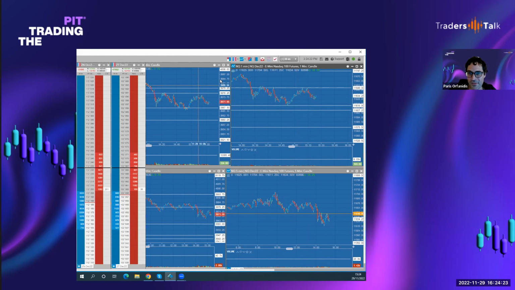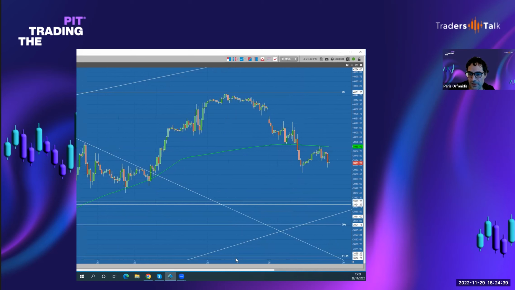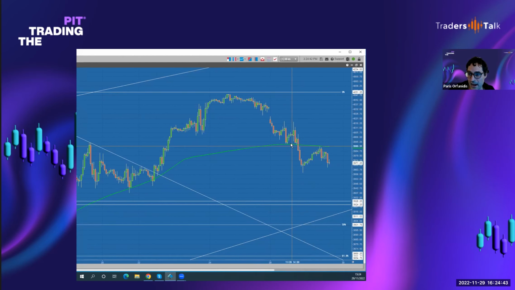Again, I have the 1 minute in front of me because I want to see what happens in the microcosmos. The 5 minutes, I just want to see a little bit of a bigger picture, and I have all the hourlies here on my left. For example, here I have the 60-minute S&P. The S&P tried to retrace around this level and it failed, so that's another bearish indicator.